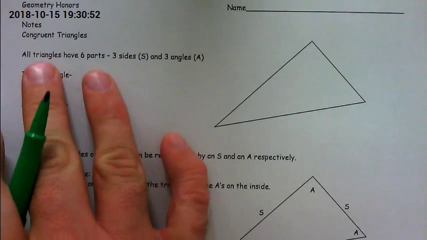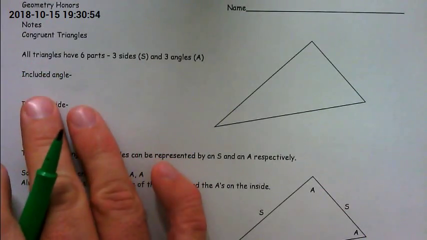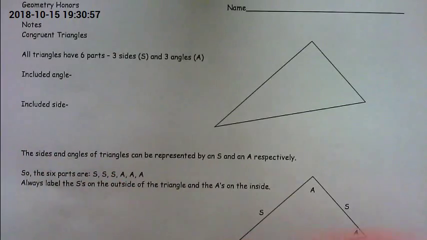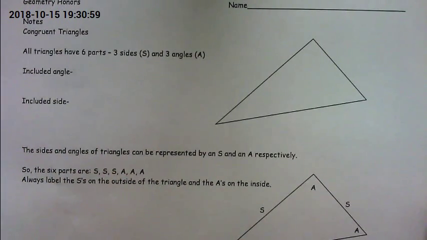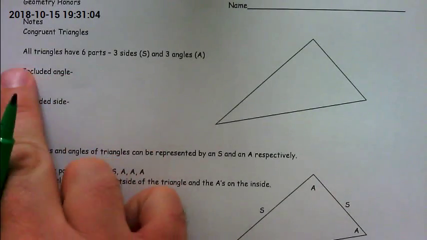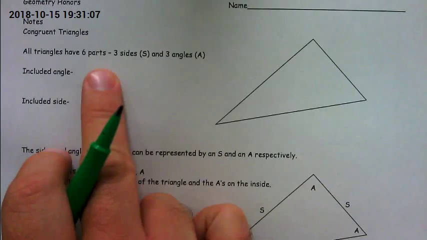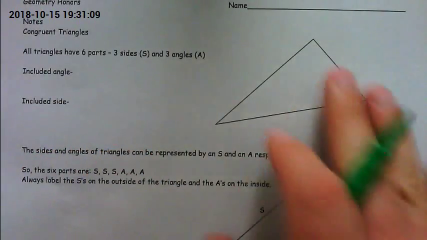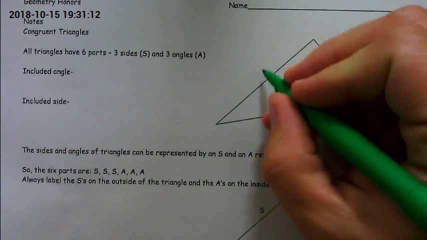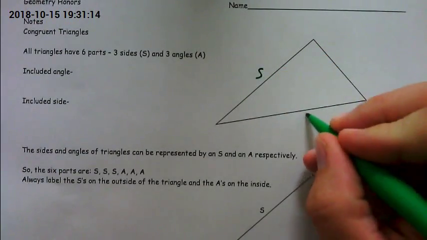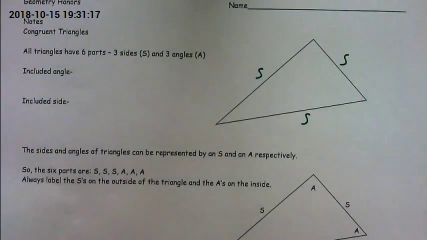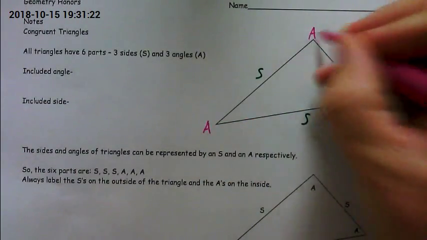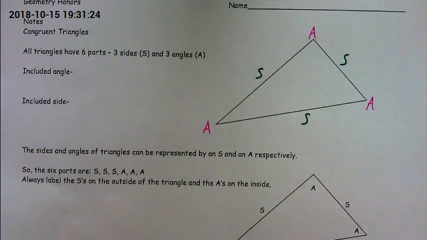On this top part, we're not quite talking about the shortcuts yet. We're going over a little bit of vocab to make sure that we understand what these things are so that when we get into the shortcuts, you know how to correctly label the triangles. So on here, the top part, all triangles have 6 parts, 3 sides, 3 angles. Here's a triangle. If we labeled every single one of the sides with an S, and then every single one of the angles with an A, again, now it looks similar to the triangle that was down here below it, right?